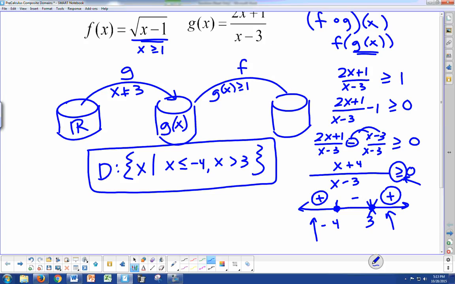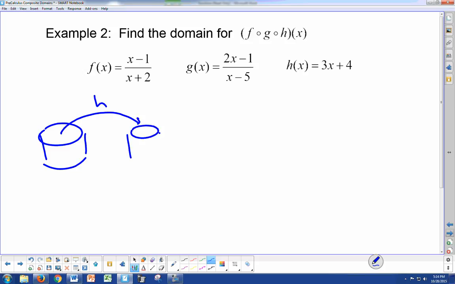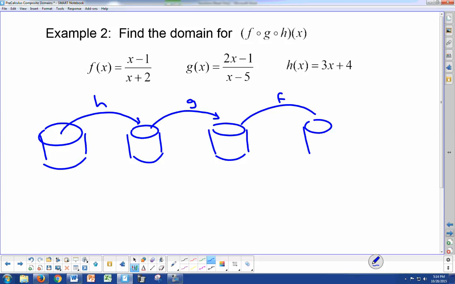Okay, I'm going to finish this video with one more, and that is finding the domain for f of g of h of x. This is a triple, so this one's going to be very crazy, but it should be fun too. In this case, f of g of h means that we're going to process through h first. That doesn't look too bad at all. Then we're going to process through g, and then we're going to process through f, because f is the one on the far left.